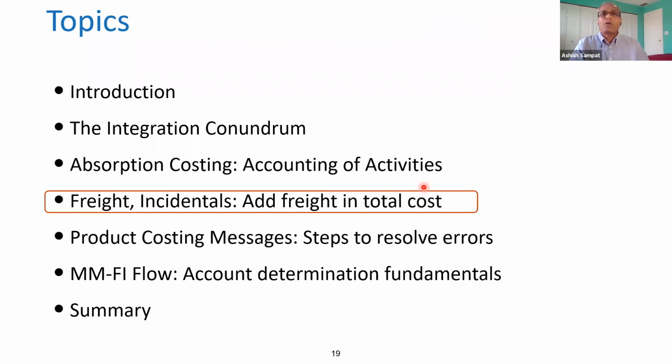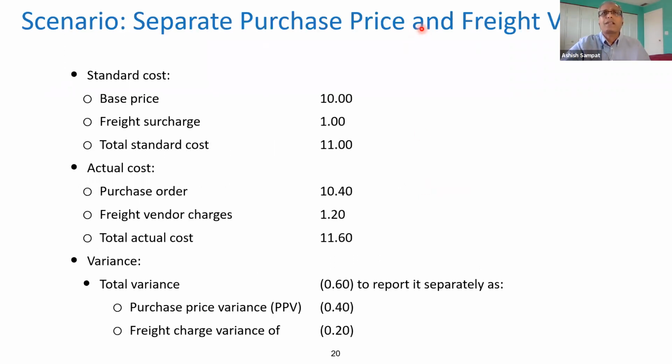Okay, let's move on to the next topic on freight and incidental costs, and how to add freight on the total cost. So here is one example that I would like to run throughout our discussion for this topic. Let's say in our scenario, the base price of the material is $10. The freight surcharge is estimated at $1, and the total estimated standard cost is 11. Now, this is something I want to depict in my standard cost estimate, preferably with this breakdown, so that whenever I go to that estimate for the raw material, I always see this breakdown of 10, 1, and 11.